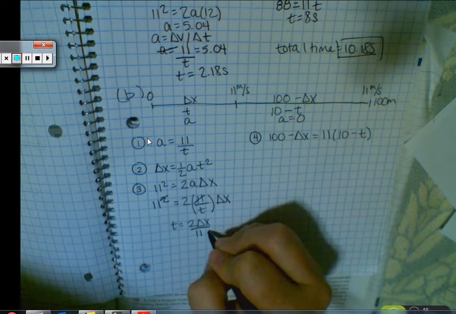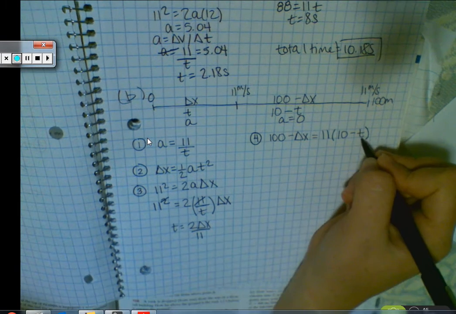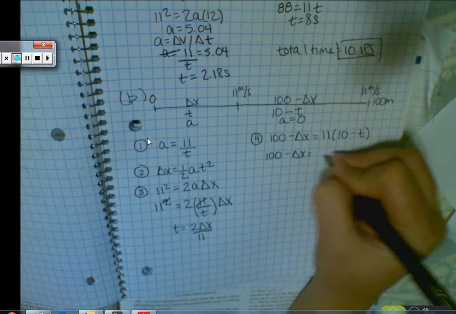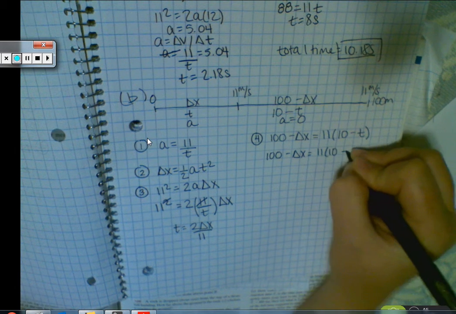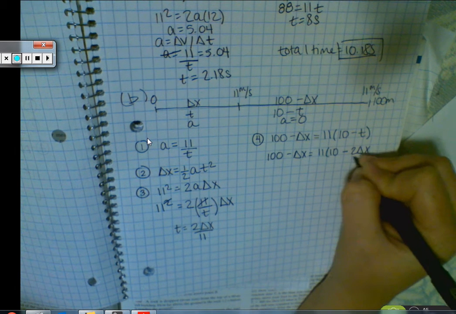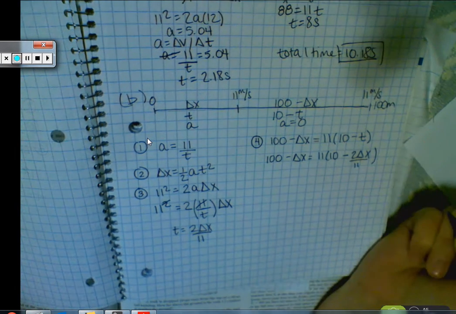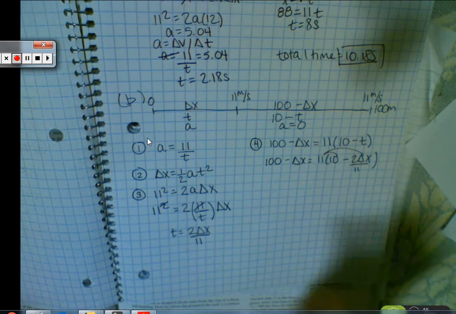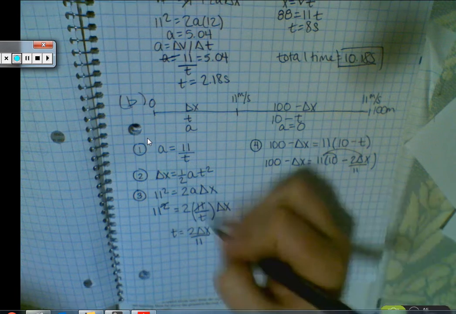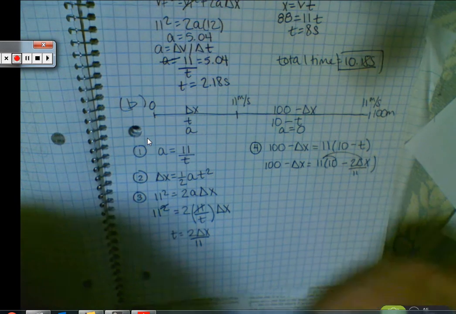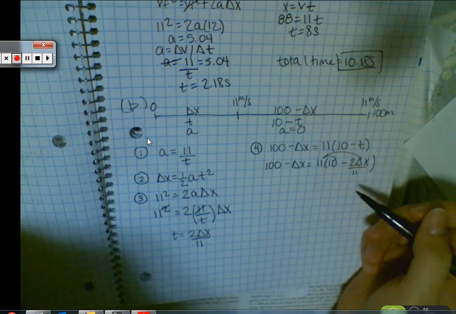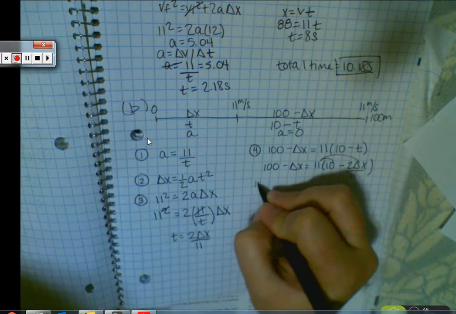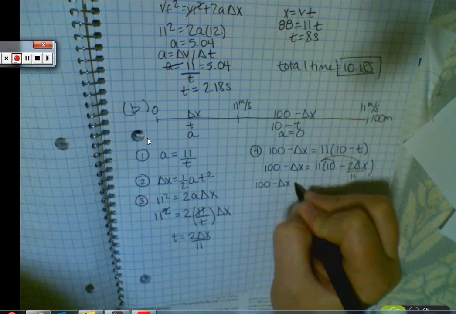Now I'm going to plug this in here. So 100 minus delta x equals 11 times 10 minus t, which is 2 delta x over 11. Okay, now you guys have done this in 8th or 9th grade, whenever you took Algebra 1. The only problem is when you're a little freshman, they don't give you problems like this as practice, because then you'd probably cry. But it's all it is. It's just substitution like a million different times.